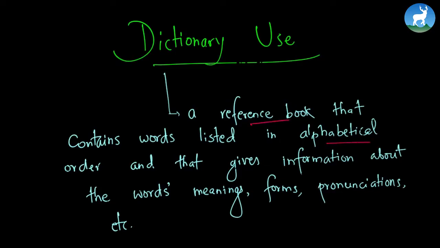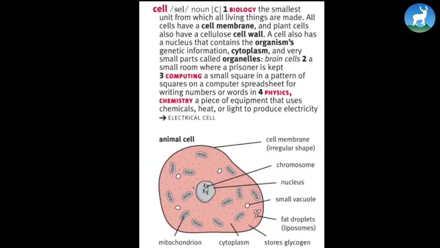So whenever you're looking up a word, you need to follow the fixed alphabetical order. And you'll find a lot of information about the word, starting from its meaning, forms, pronunciations, and also a lot of examples, sometimes illustrations and pictures. So a dictionary can come in handy the next time you're looking for a word that you do not know. So let's look at the sample page of a dictionary and find out how to use a dictionary in a proper way.